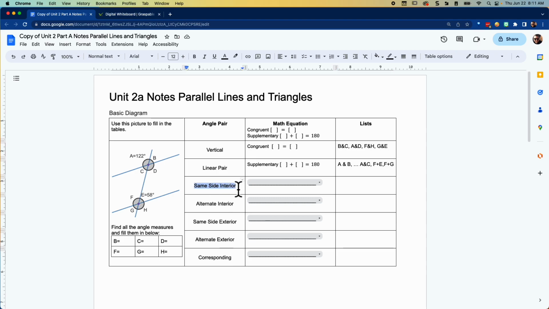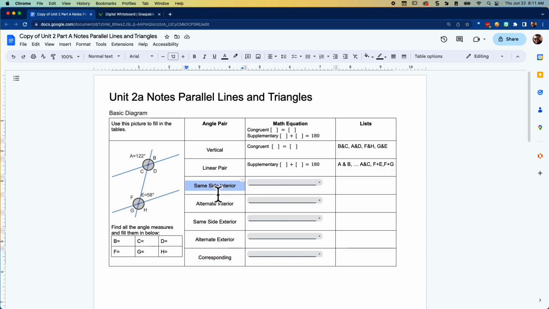But now we have these other words, like same side interior, alternate interior, same side exterior, alternate exterior, and corresponding. And what does all that mean? Okay, so let's talk about these same sides, alternate sides. Same side is referring to this bridge line here, the transversal. Is it on the angles that we're talking about on the right side or the left side? And then the interior versus the exterior is talking about the space either outside those parallel lines or inside. Interior is in between and outside is there.